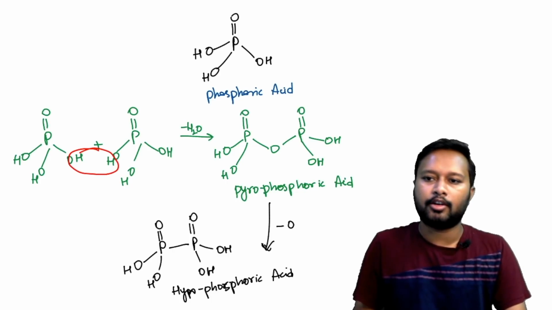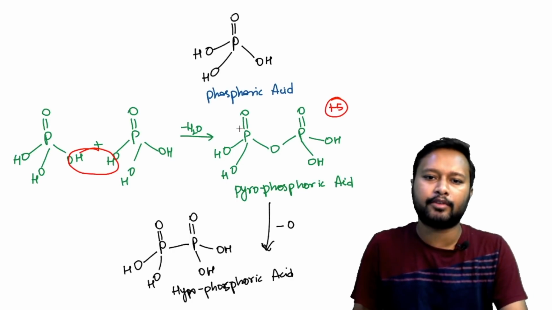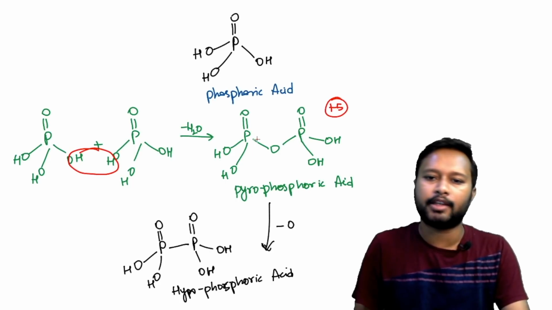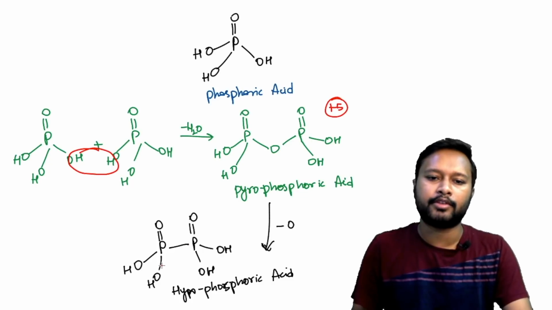Now the oxidation state in the previous particular case will remain plus 5 only. How to find the oxidation state? This is phosphorus, this oxygen will make -2, and these are going to make -1, -1 and -1, so altogether it makes plus 5. In this case the oxidation state becomes plus 4, because the phosphorus bond does not contribute to the oxidation state. So with -2 and -1, overall the oxidation state is going to be plus 4.